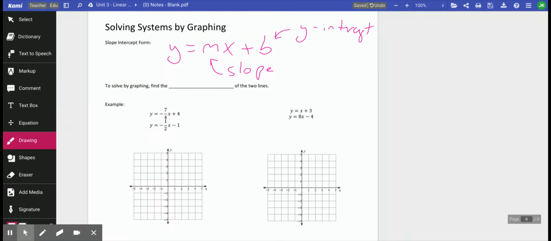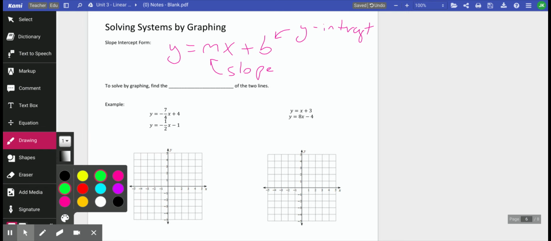I am doing this out on my computer because I'm having issues with my printer and getting things to print correctly. So bear with me. My handwriting is terrible. I apologize. Okay. All right. So we've got this.